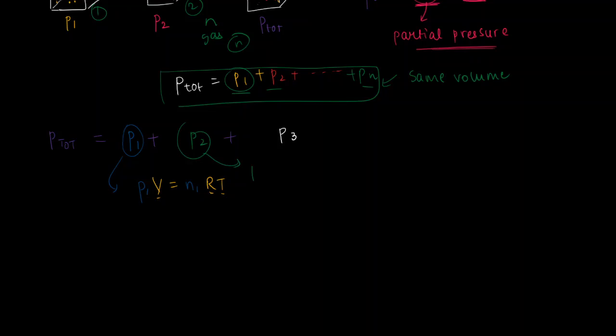In this case, you will get P2 times V, we are taking the same volume and the same temperature. This is equal to N2, the number of moles of gas 2, times RT. For the third gas, again, PV equals nRT, so P3 times V is equal to N3 times RT.